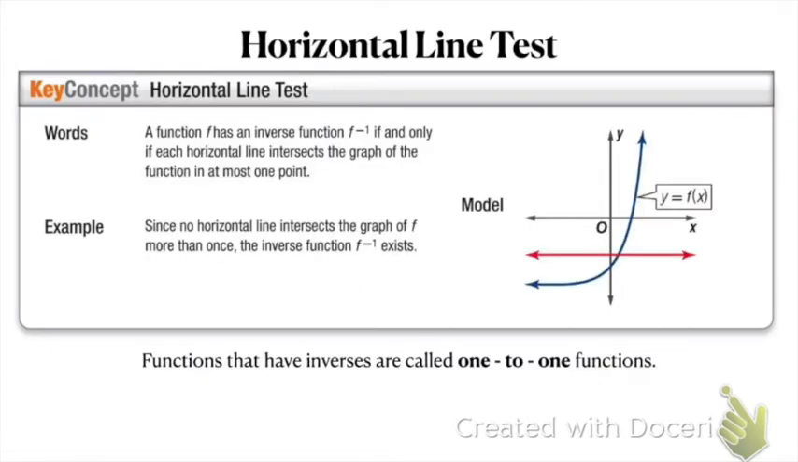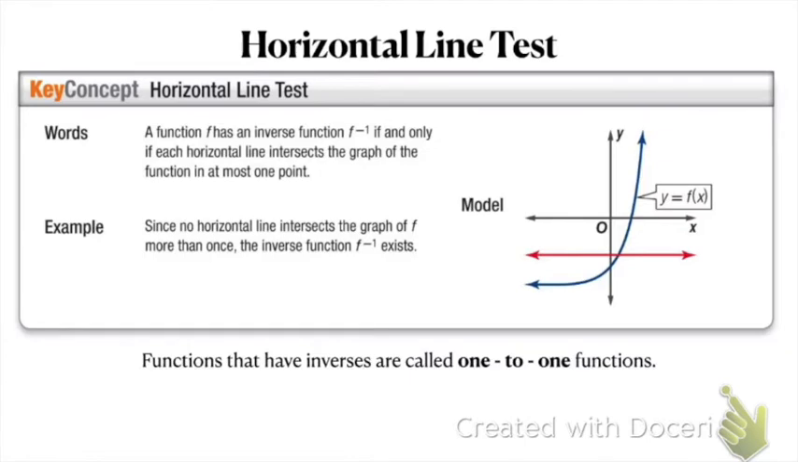First thing, horizontal line test. A function f has an inverse function, f inverse, which we read as f to the negative first, if and only if each horizontal line intersects the graph of the function in at most one point. In this graph, we do pass the horizontal line test.